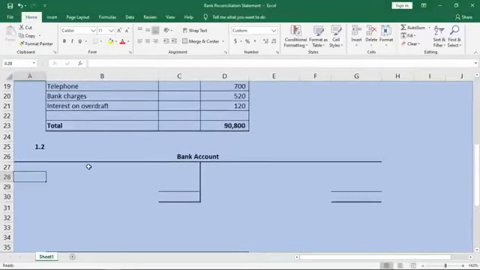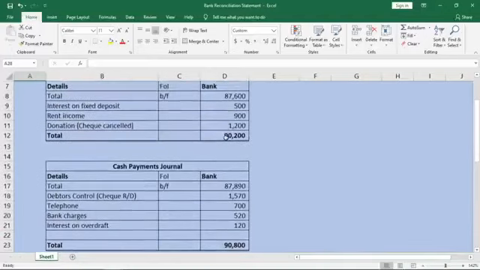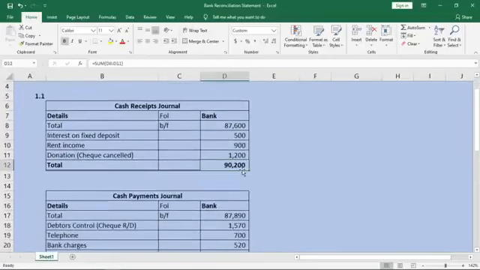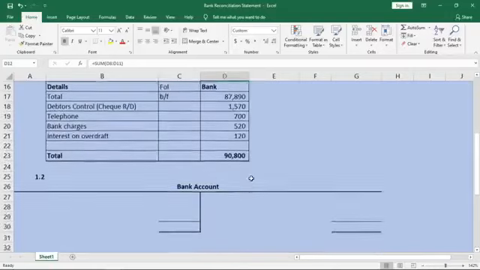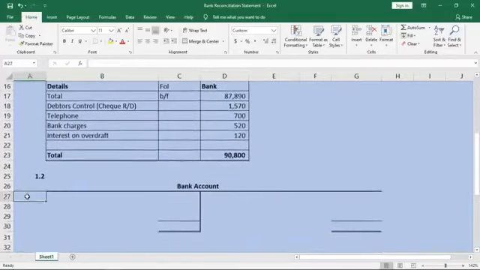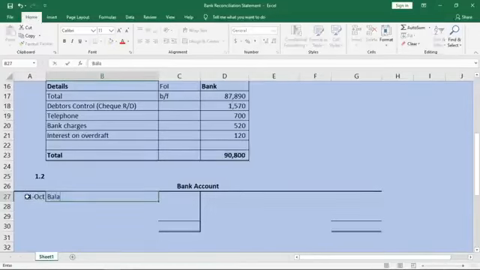So first of all, we put the total here. We are done with our cash receipts journal and cash payments journal. So we take this total from the cash receipts journal. In our books, it's a bank, so we record it on the debit side. And then we take the cash payments journal and record it on the credit side. So let's begin with that. Let's put our date, 31st October. And then what is our detail over there? We're going to call it balance brought down.